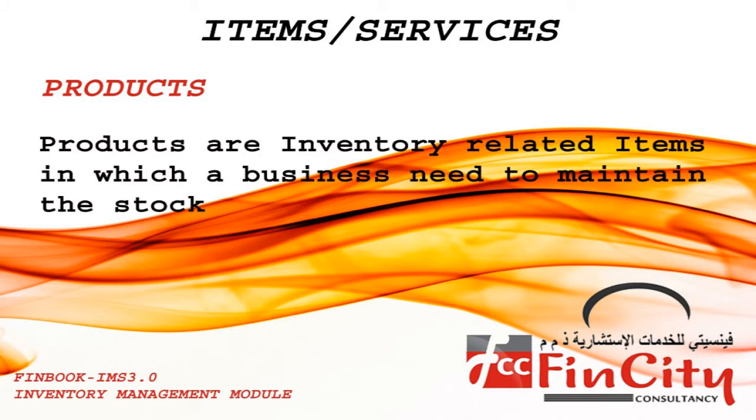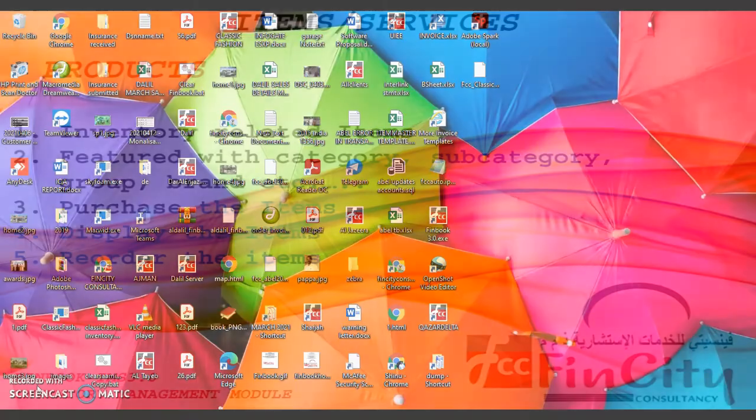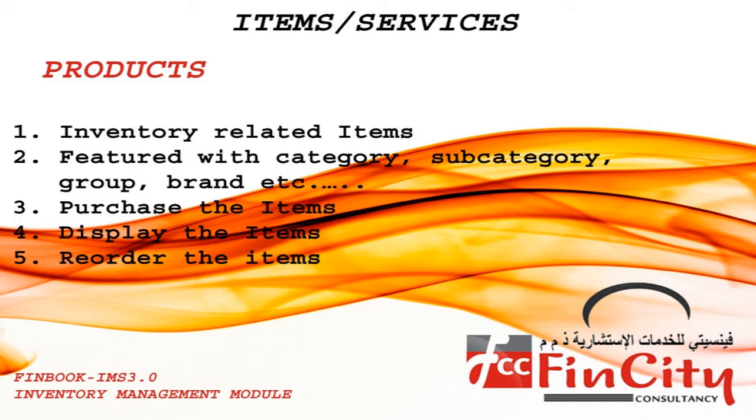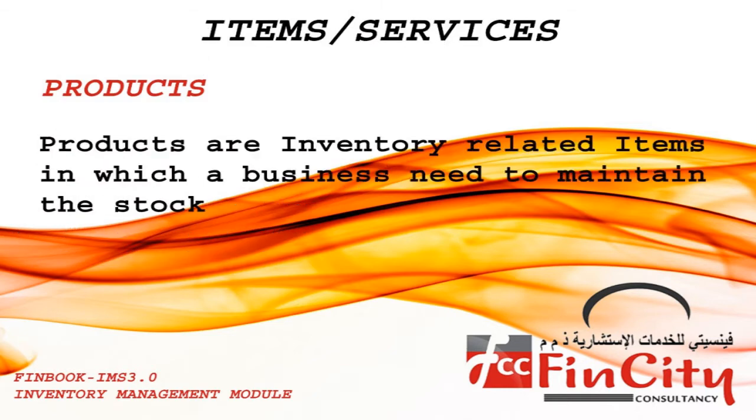A product means it is an inventory related item. It should have some features like category, subcategory, group, brand, etc. I will explain what they are. Also, we need to purchase this product, we need to display this item, and we should reorder these items. So that is a product. Basically, a product is an inventory related item that a business needs to maintain stock of.